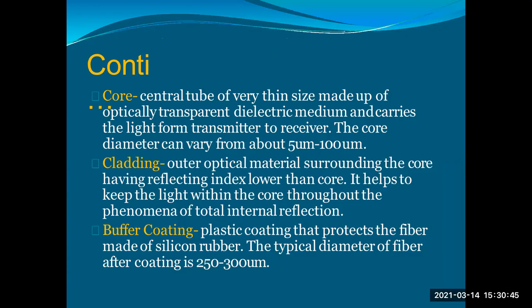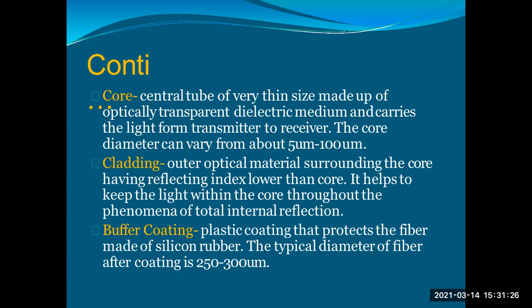The core is a central tube of very thin size made of optically transparent dielectric medium, and the light is transmitted through it from the transmitter to the receiver. It has a diameter of 5 to 100 micrometers. The cladding is the optical material surrounding the core, and its refractive index will always be lower than that of the core. Just now we discussed the meaning of refractive index: the ratio of the velocity of light in vacuum to the velocity of light in the given medium is called the refractive index.